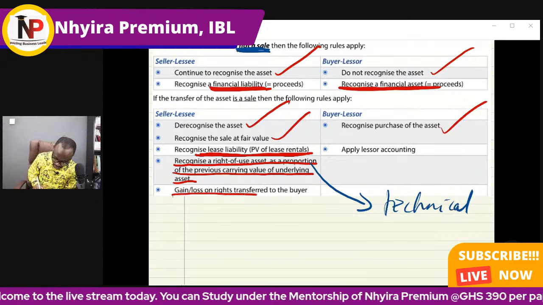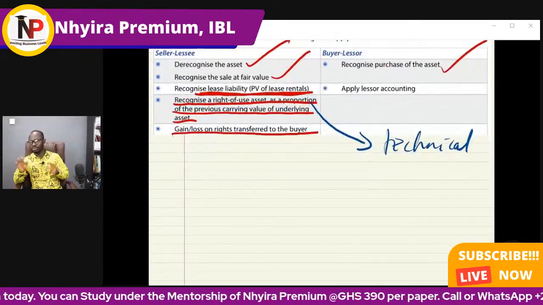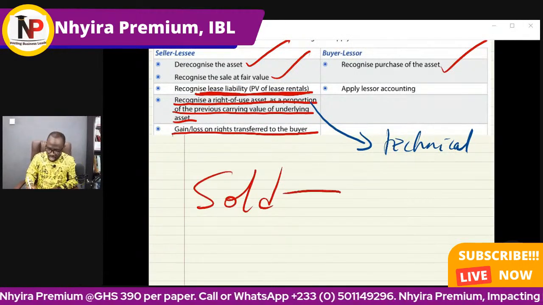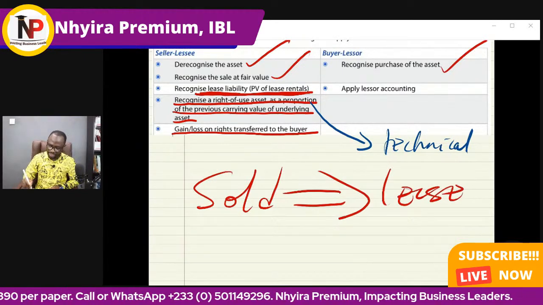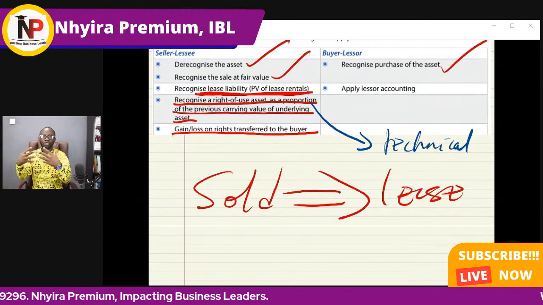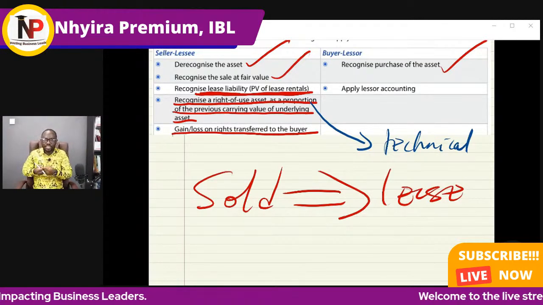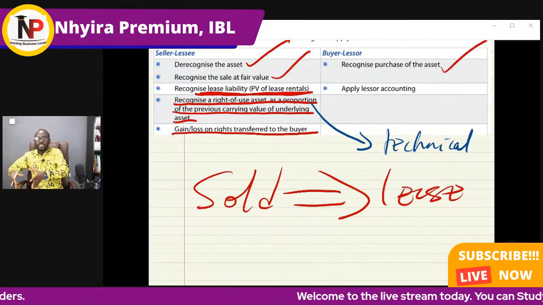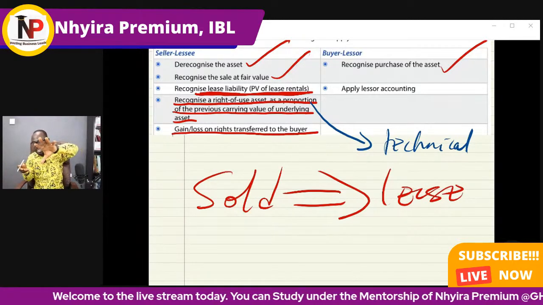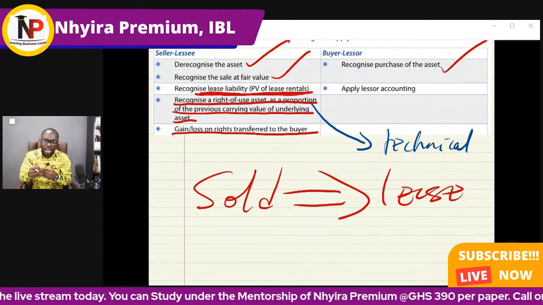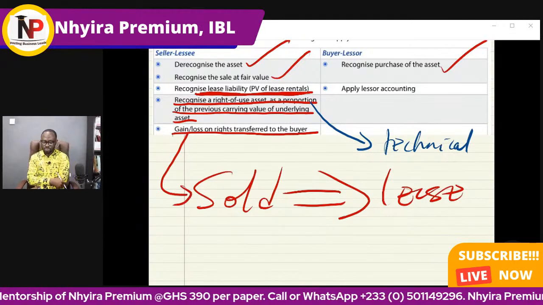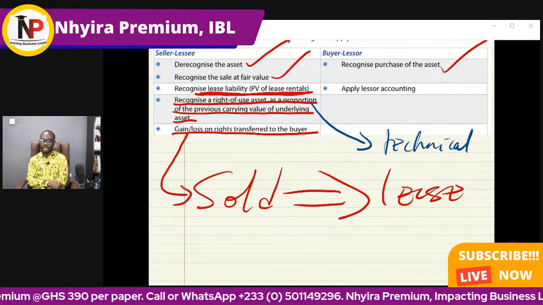Then any gain or loss on the rights transferred to the buyer is recognized. Why do I say that? Because yes, you sold the assets. However, you've also leased back the asset, which means there is a portion of the asset that you have retained. So that portion of the asset that you have retained is what you recognize as right of use. Then the portion of the asset that you have actually transferred, the carrying amount of that, and then the fair value of that is what gives you the gain or loss, which is recognized in the P&L account.